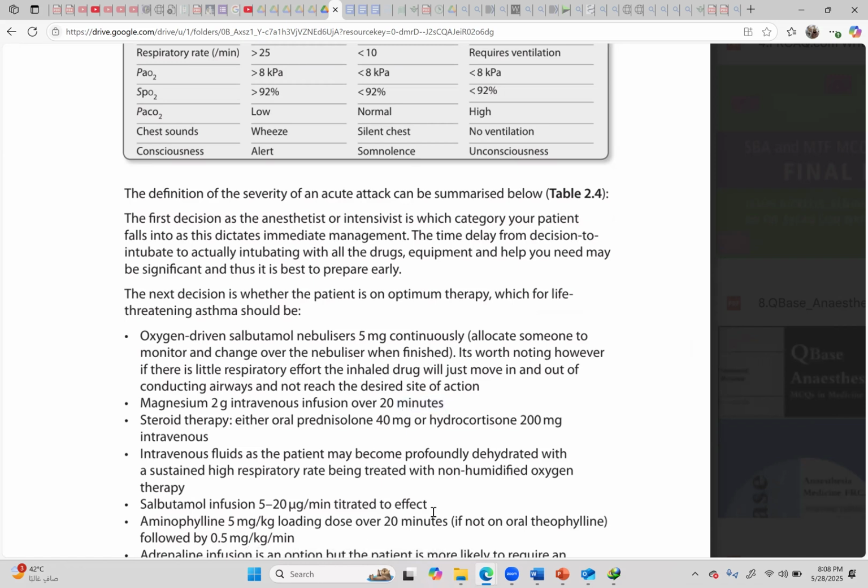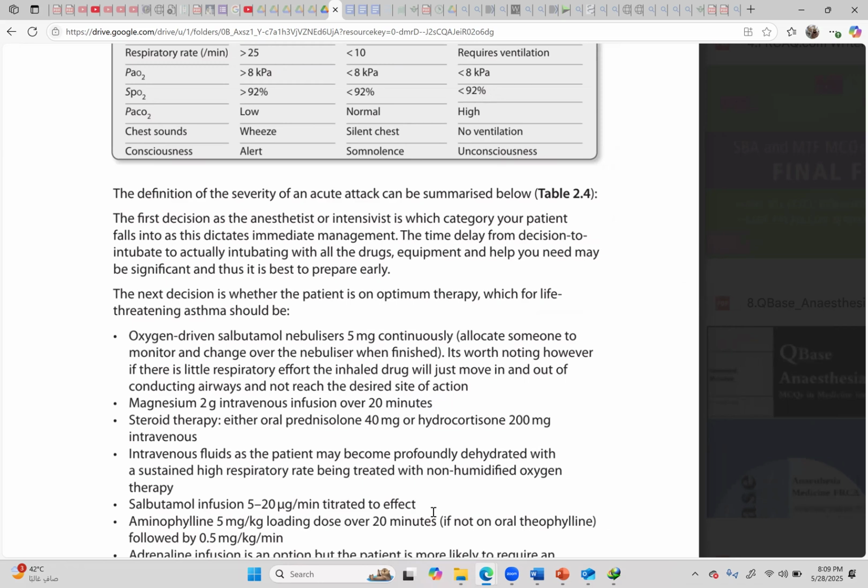It's worth noting, however, if there is little respiratory effort, the drug will just move in and out of the conducting airways and not reach the desired action. So this is something very important. If you are giving it but the patient is not able to inhale, what's the advantage?